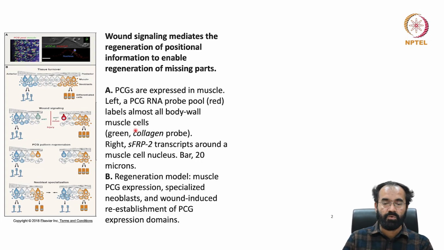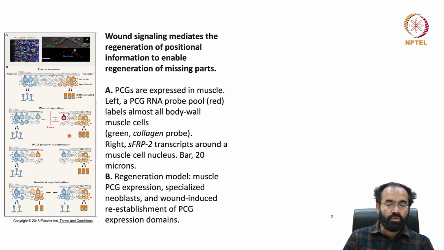That is very important for pursuing further with regeneration. So PCGs are expressed in the muscle. Left you have got PCG RNA probe pool, which is red in color. And as you can see here, because these are all different muscle specific genes, collagen probe, and SFRP2, it's basically indicating one of the position control gene expression. And in this B pattern, bottom also, this is the topmost portion what you are seeing, and bottom portion is basically the cartoon where the re-establishment of PCG expression has happened.